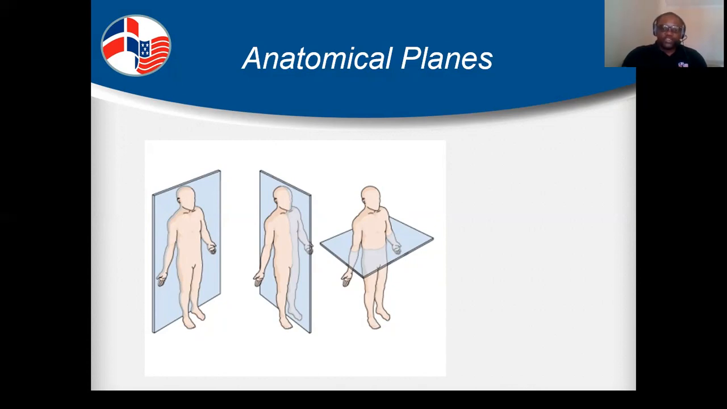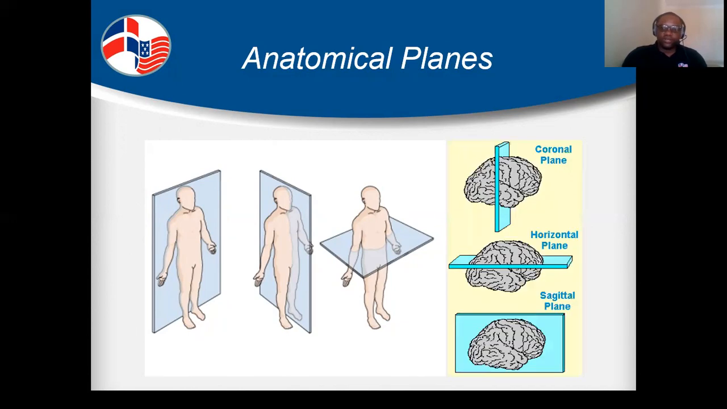And here you can see we have 3 different cuts. We have the coronal plane, the horizontal plane, and the sagittal plane. If you look at the picture here, any cut you have horizontally, that's the horizontal plane. Any cut you have going this way, that's the sagittal plane. Sagittal plane is going like this, and horizontal plane is going like this.